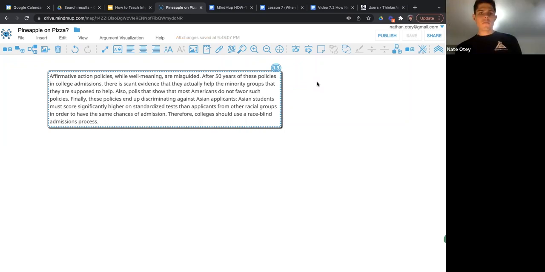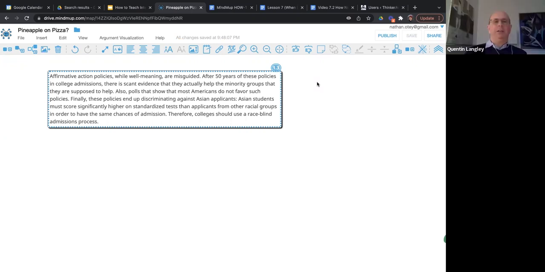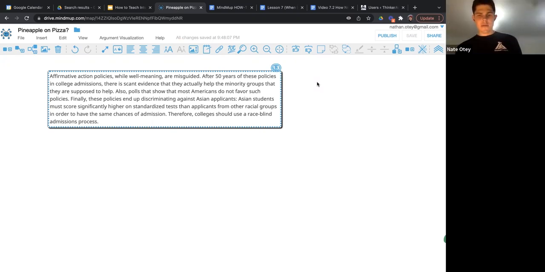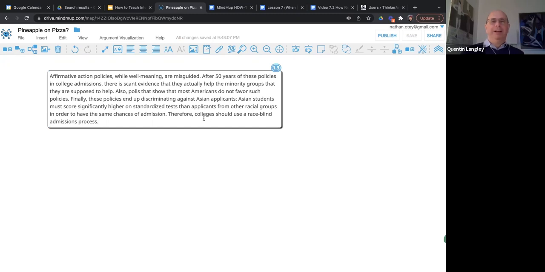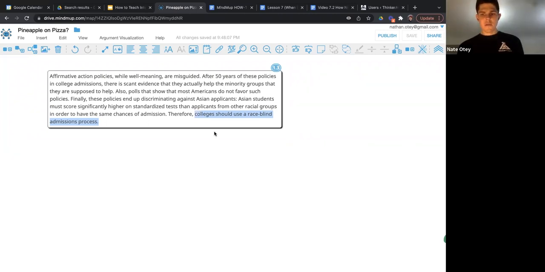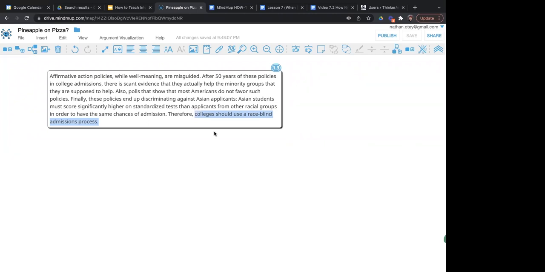Are you sure? That's what I think. Yes, I'm reasonably sure. They're saying that affirmative action policies are misguided. I mean, in a sense, that's the same as the last sentence: the colleges shouldn't be using affirmative action policies. Sure. So it's a full circle. The last sentence is the argument, right?